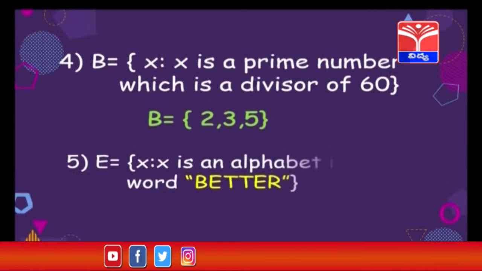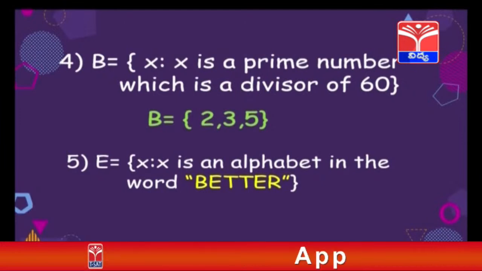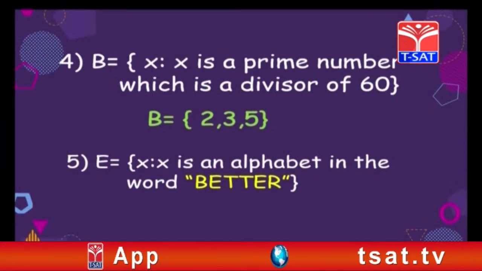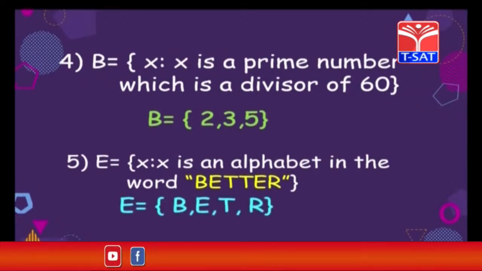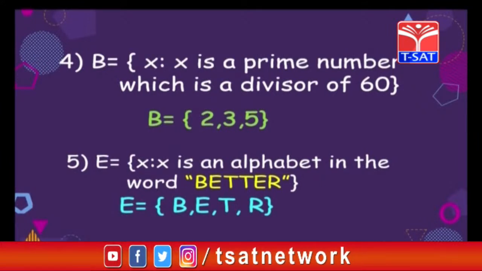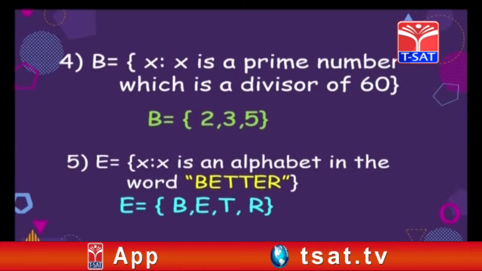Now, let us take another example where a set E is the set of all x such that x is an alphabet in the word better. We are given the word better and we have to write this in list form. So, the elements of E would be B, E, T, R. If you have observed, I have not repeated T and E when I am writing it in roster form. So, elements are not repeated when we are writing in roster form.